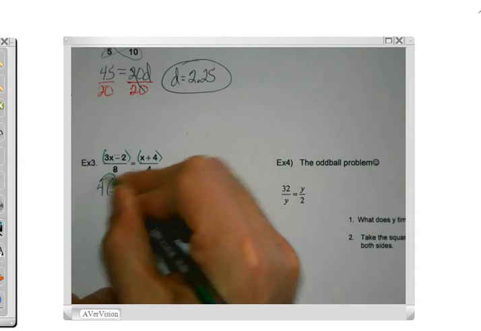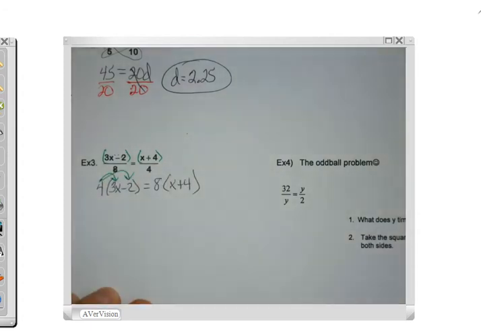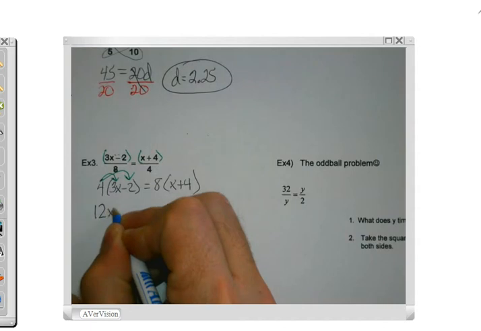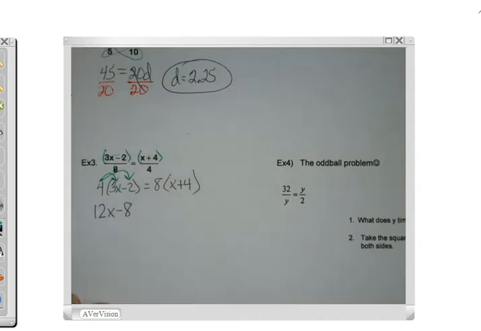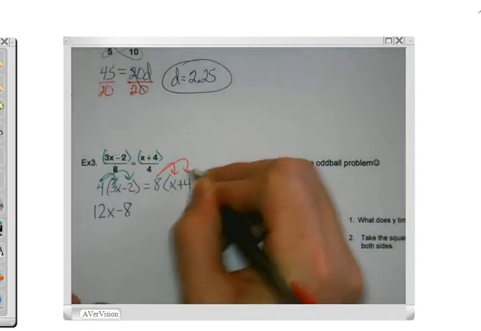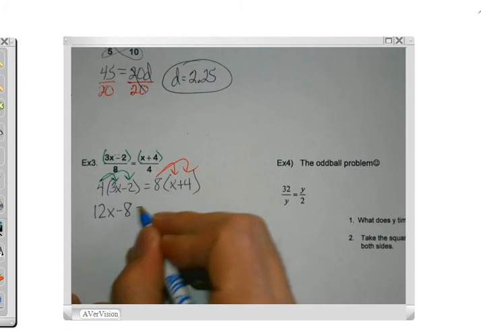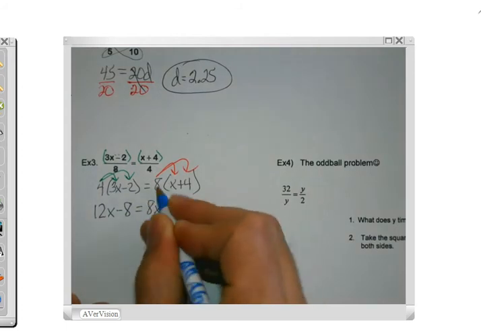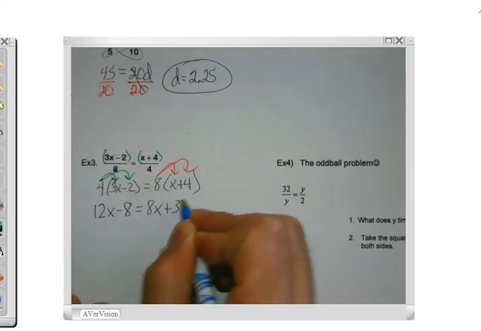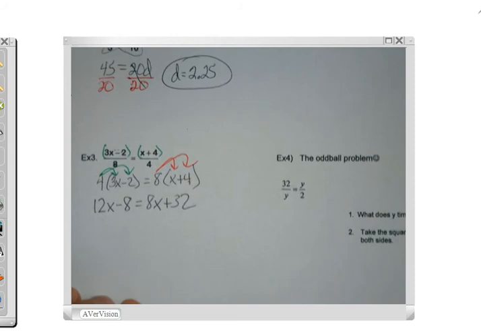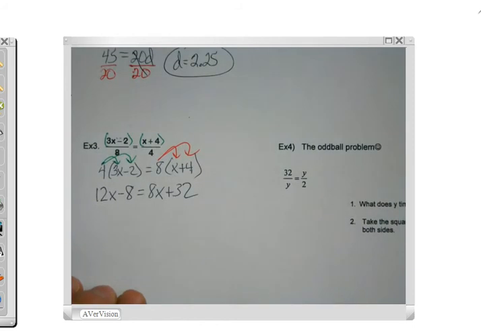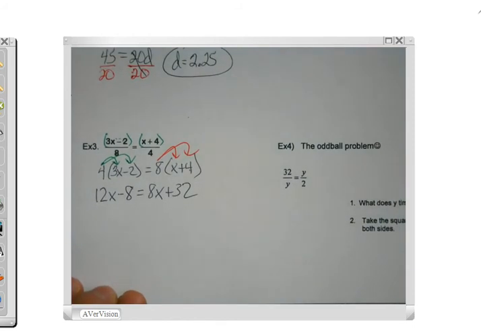So when I distribute on the left side, what do I end up with? 12x minus 8. All right. Okay, and on the right, 8 times x is 8x. 8 times 4 is 32. Ooh, here's a new issue we haven't dealt with today.